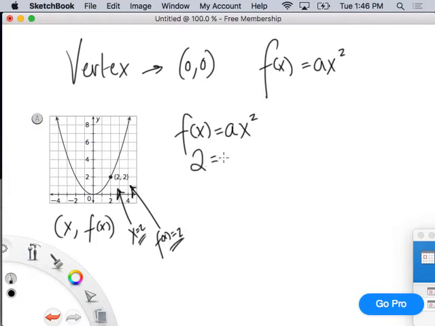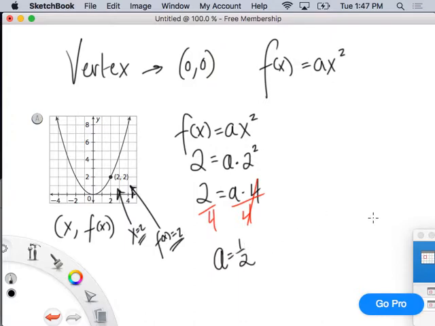F of x equals 2. A times x is 2, so 2 squared. Or 2 equals a times 2 squared, which is 4. What do I do next, class? Divide by 4. And I end up with a equals 1/2.